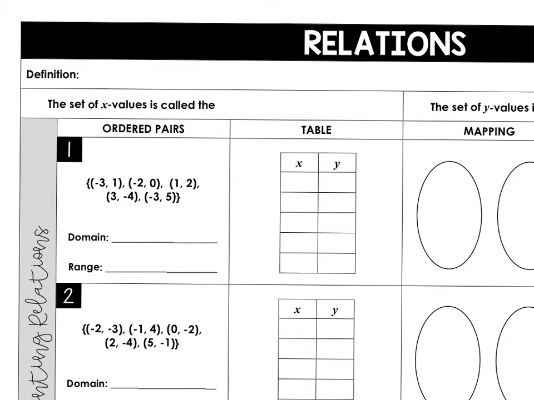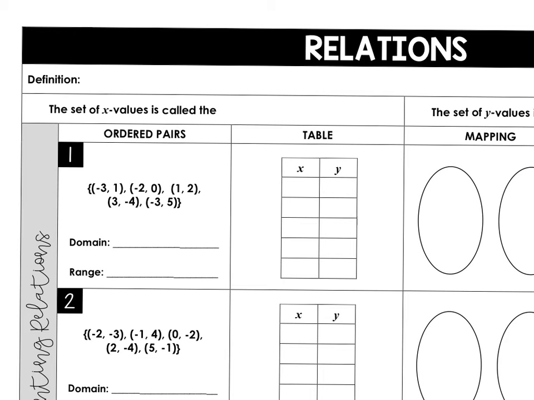Okay, so today we're just going to be looking at what a relation is, what a domain is, and what a range is, and how to identify it. So the definition of a relation is just a set of ordered pairs. Sorry about this bad writing, but there you go. A set of ordered pairs. That's all it is. Okay.